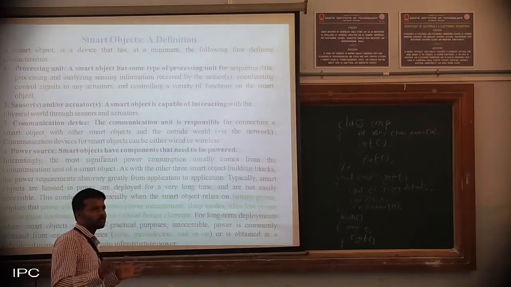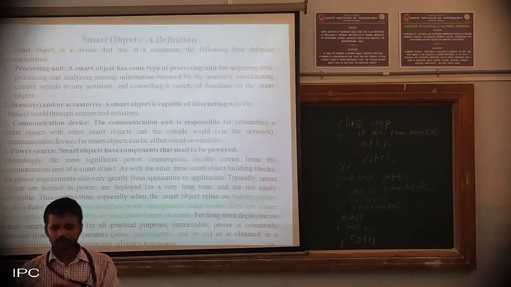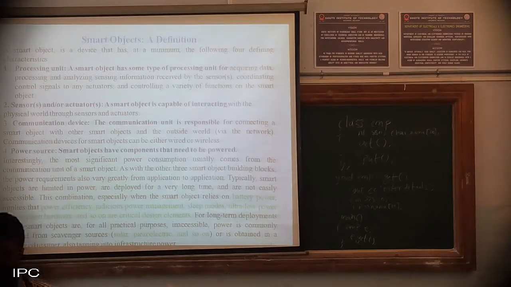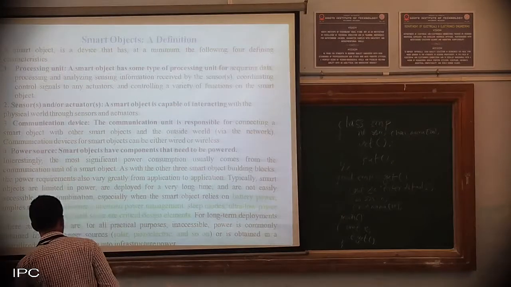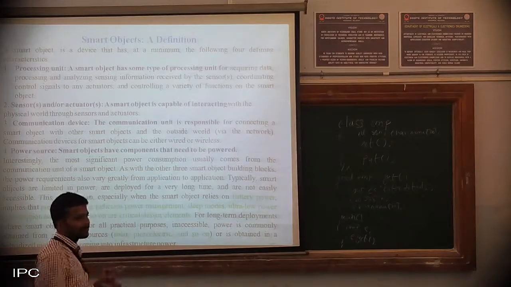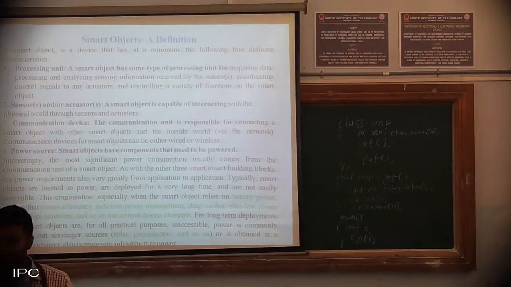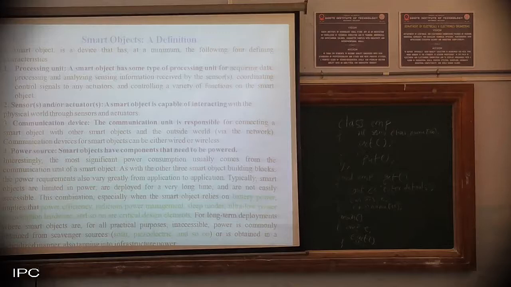This power source can be our regular supply, or we can use solar panels, wind turbines, or battery backup. It can be anything. Power is required, and in order to increase efficiency, sleep mode should be there, and we should always try for ultra low power consumption hardware. It can be sensors, actuators, the microcontroller chip or communication devices. Whichever devices consume less power, we should use, so that the overall power requirement can be reduced.